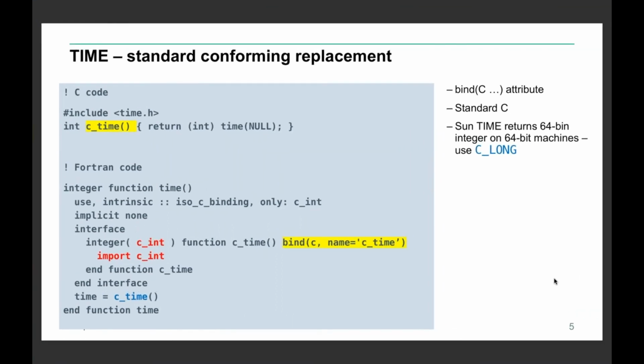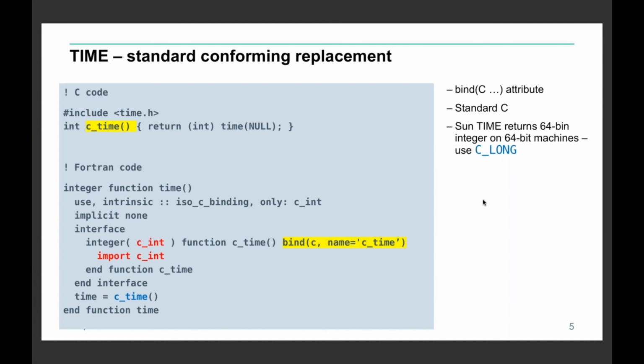At the top are 2 lines of standard C, and at the bottom is a Fortran wrapper using bind C, which is basically a function with ISO C binding. Can you see my cursor highlighting things? Yes. Okay. And there's your C int data type, and sometimes people forget that import is needed here because this is an interface body. Because C int is a module entity, it does not automatically propagate inside the interface block, so import is needed.